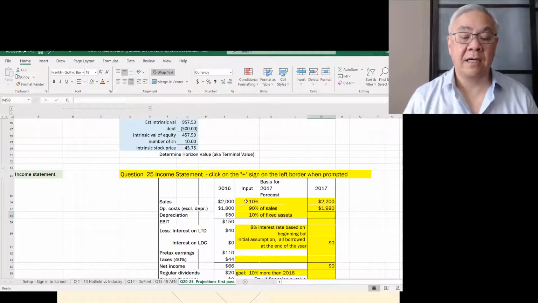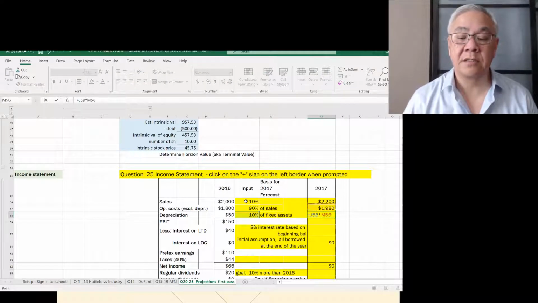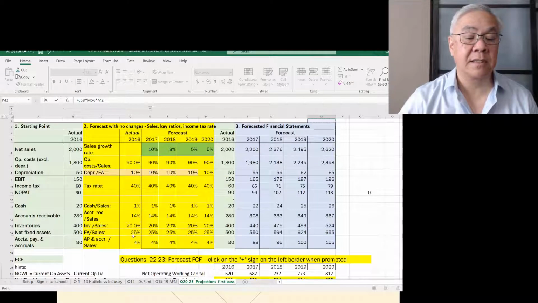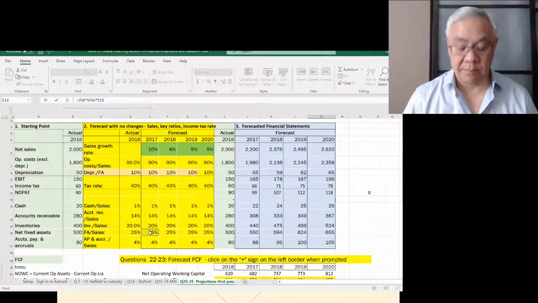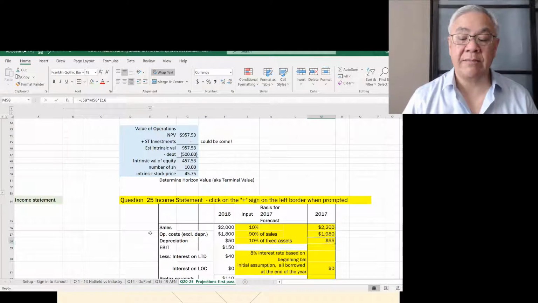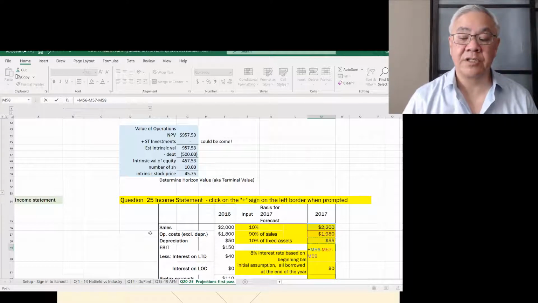And then the fixed assets, we're going to have to estimate. So 10% times 2,000 times the fixed asset percentage, which is 25%. And that's 55. So now EBIT is sales minus operating expense minus depreciation.